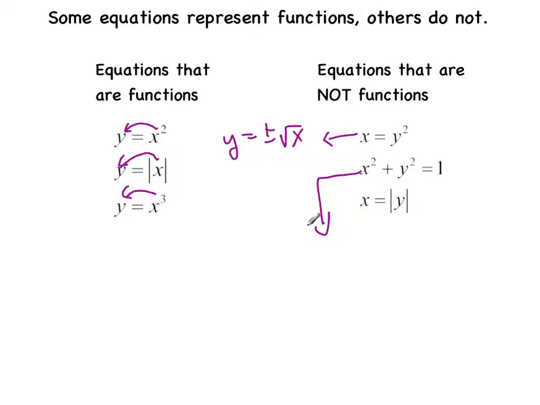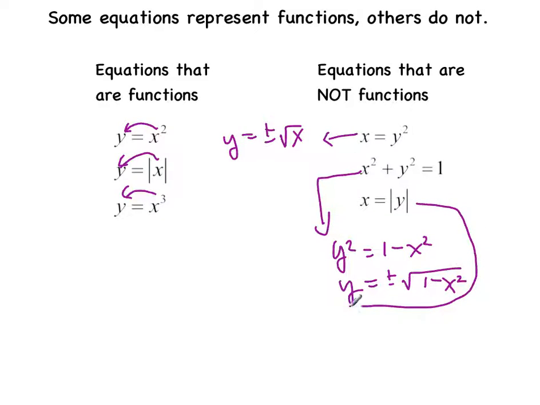In this case, if I solve for y, I'd get y squared equals 1 minus x squared. And if I took the square root, I'd have plus or minus the square root of 1 minus x squared. Every x value is assigned more than one y value, so therefore not a function. Same kind of idea here. If I solve for y, y would equal positive x, or y would equal negative x. So there are two y values for every x value, not a function.